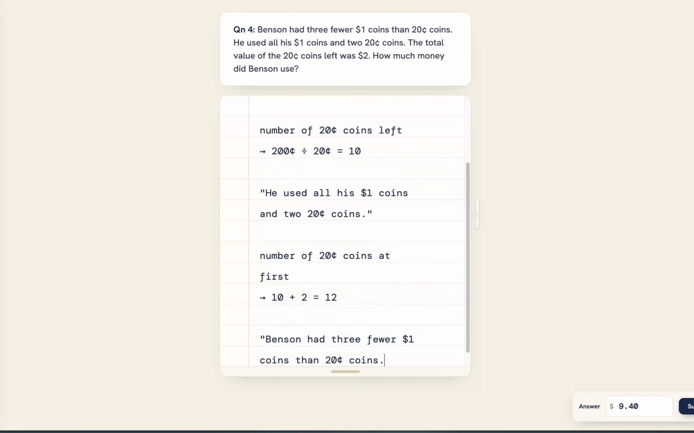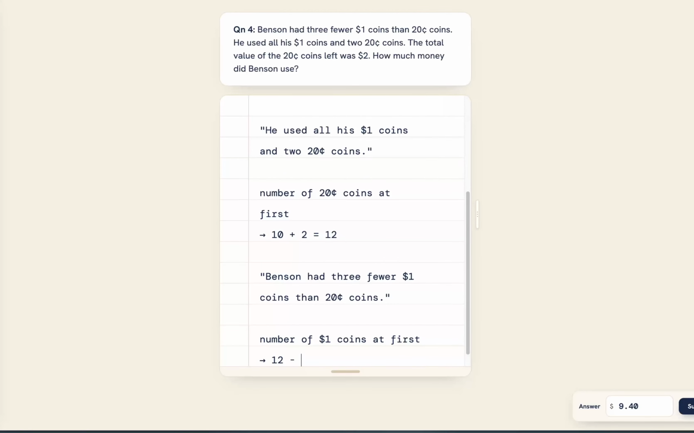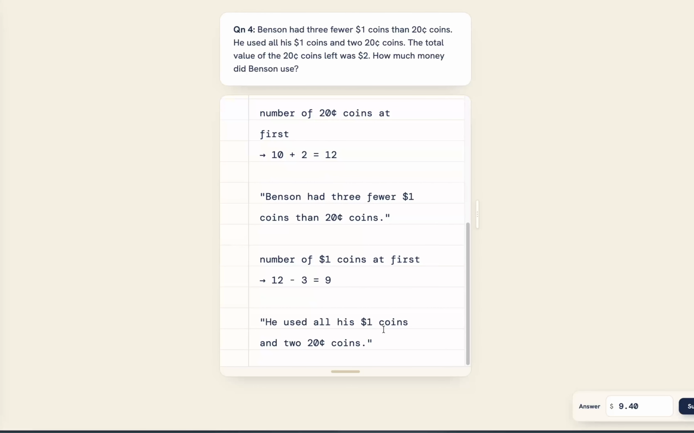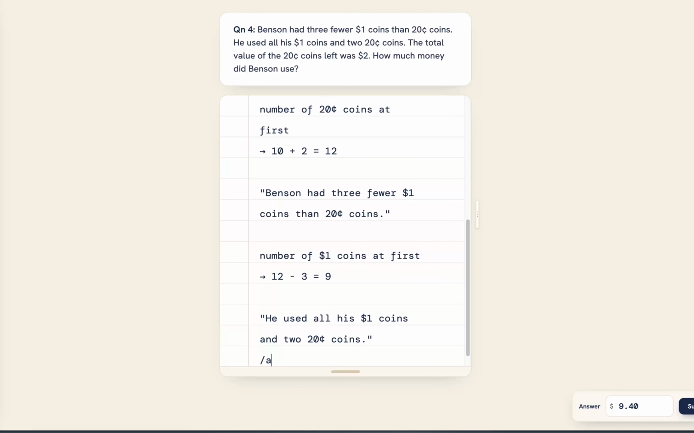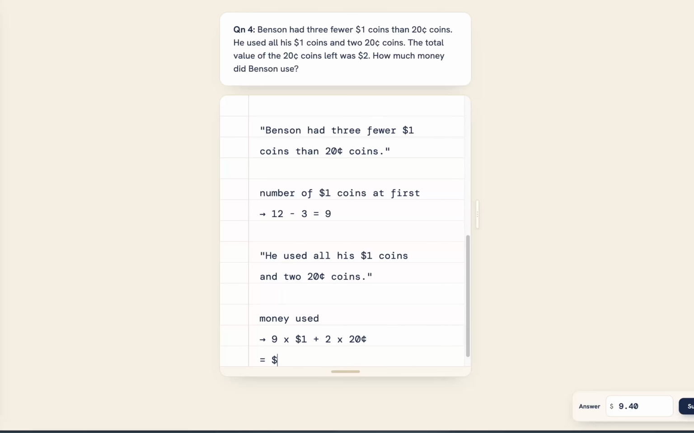And the last part is Benson had 3 fewer $1 coins than 20-cent coins. The number of $1 coins at first would then be equal to 12 minus 3, which is equal to 9. So that means he used all of his $1 coins and two 20-cent coins. So the money used is basically 9 times $1 plus 2 times 20-cent coins, right? This will be $9.40. So that's the answer, $9.40.